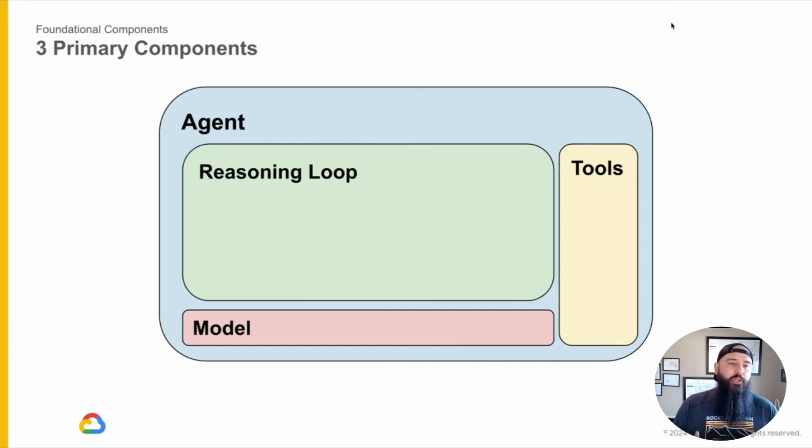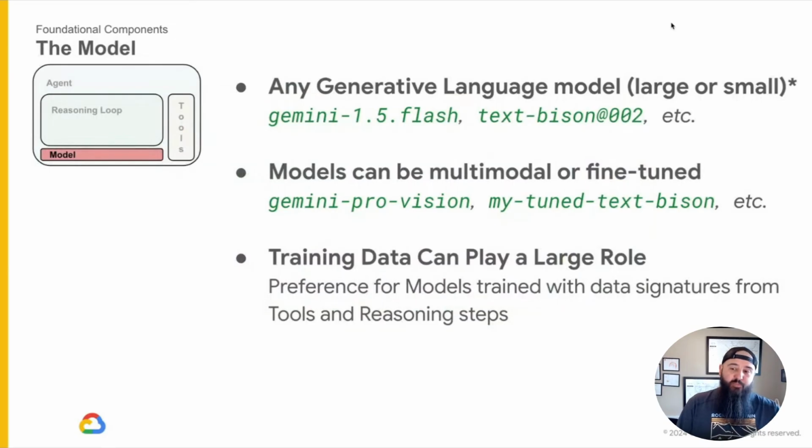Sometimes you'll hear this called the orchestration layer, the reasoning engine, the computer. There are many different terms for it. But essentially, this is the heart or the brain of the agent. This is where all the magic happens inside of that agent. Now, breaking down each of those components and talking about them in a little more detail. From a model's perspective, this really can be any type of generative language model, large or small, that you want to put inside of this agent. It can also be a fine-tuned or a multimodal model.